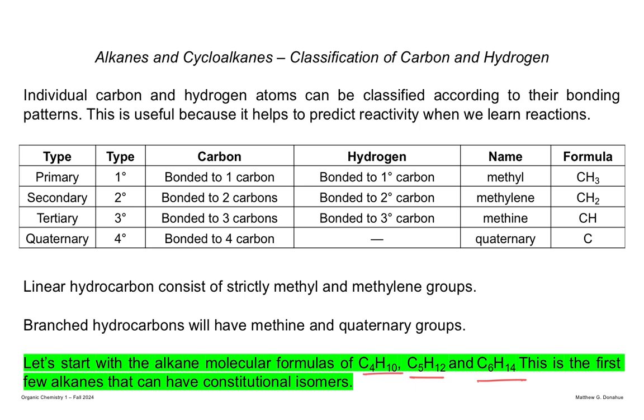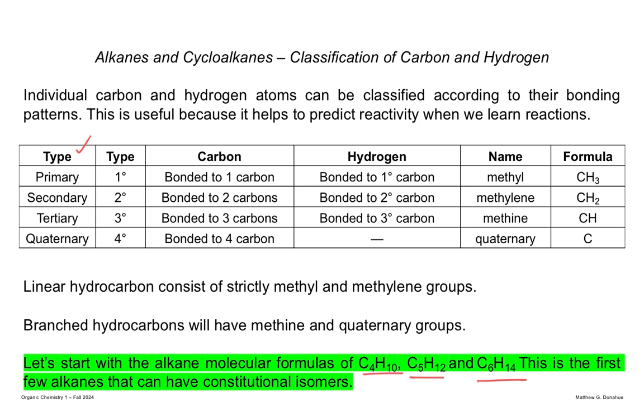And to be able to do that, you have to be able to classify all the types of carbons and all the types of hydrogens. Even though they're all CH bonds, they react very differently. So the first column here is the type: primary, secondary, tertiary, or quaternary. It tells you how to classify the carbon or the hydrogen.